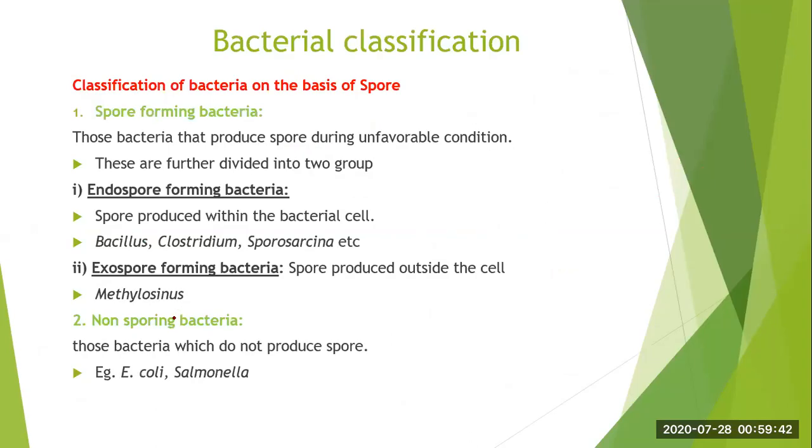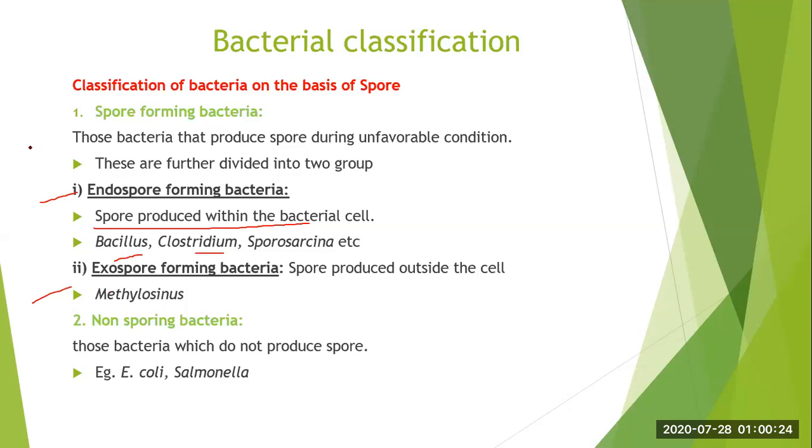Then our last one is spore-forming bacteria. These kinds of bacteria can produce spores within the bacterial cell, and we can divide them into two groups: endospore-forming and exospore-forming bacteria. In endospore formers, the spore is produced within the bacterial cell, for example Bacillus and Clostridium. In the other group, the spore is produced outside the cell, like Methylosinus, which produces spores on the outer portion of the cell.